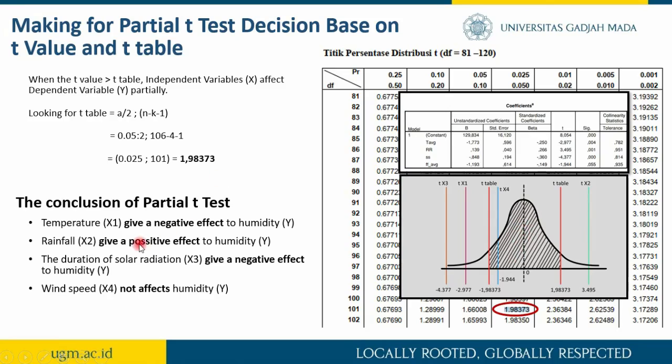And then for negative and positive effect, it means for negative, if temperature is high, then the humidity is low. If positive, if rainfall is high, the humidity is high too.